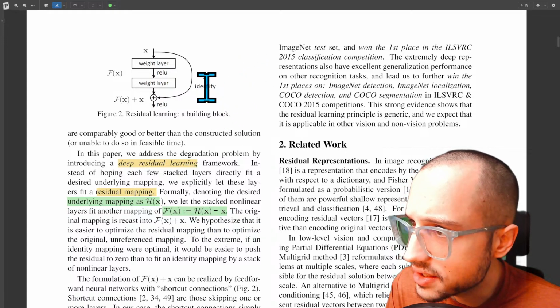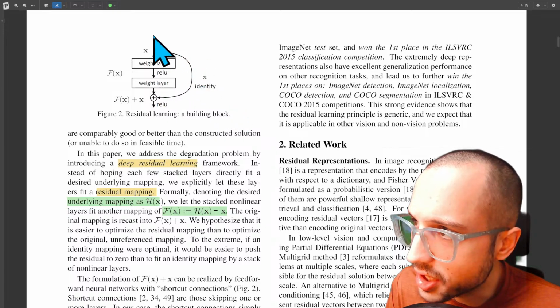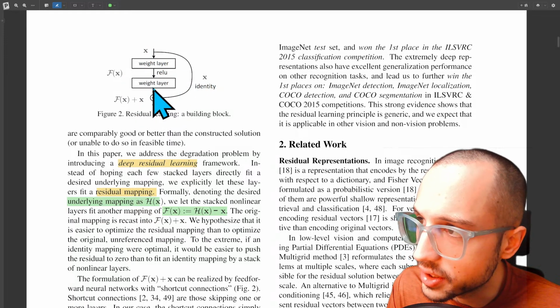So here x is identity. x is just the input. So x is what's coming in. And then you have this layer here. They're writing it in such a way that the ReLU is a separate thing, but normally the ReLU is just included there.